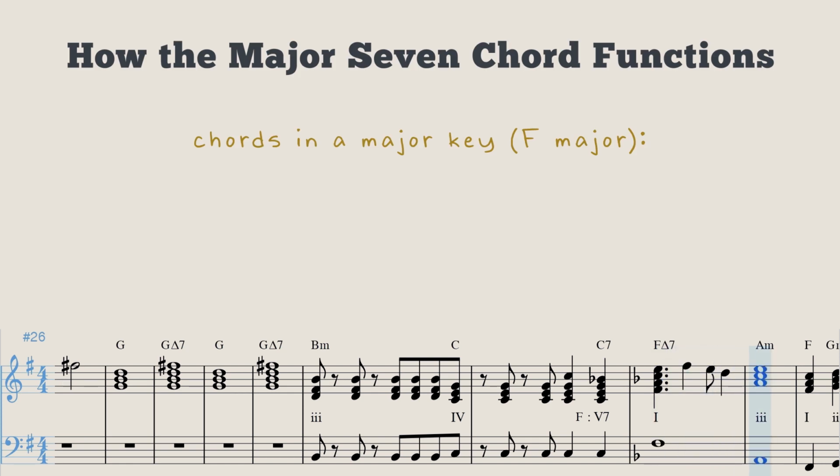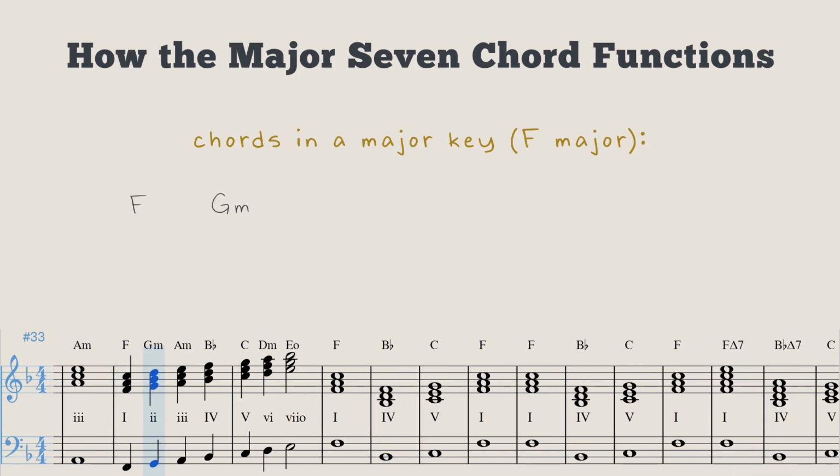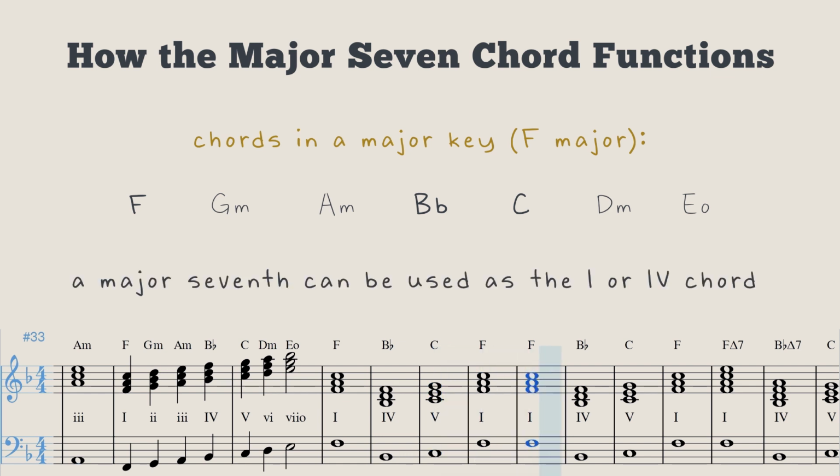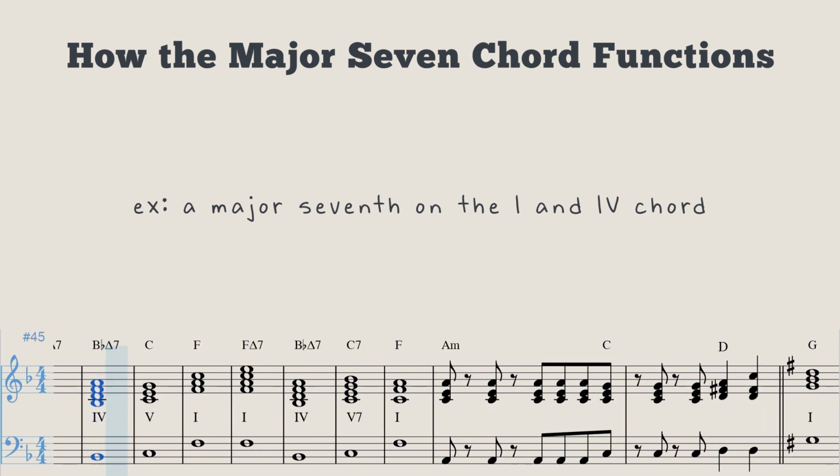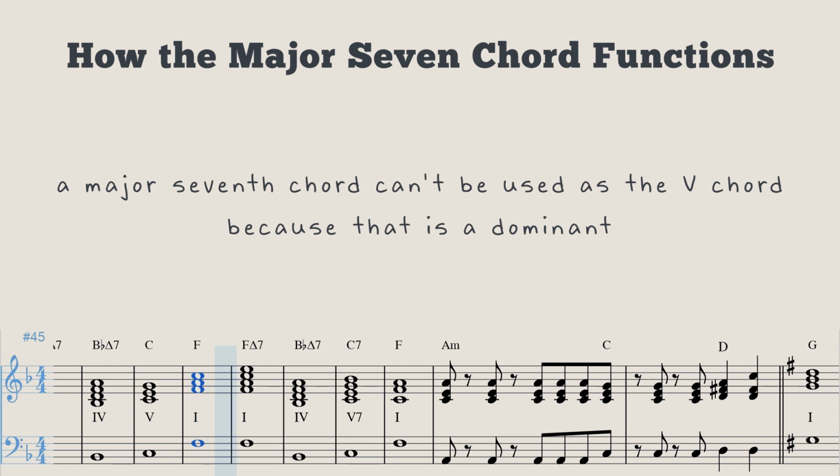Here are the chords in a major key. The 1 chord, the 4 chord, and the 5 chord are all major triads. A major 7th chord can be used in place of the 1 chord or the 4 chord in a progression. Functionally, a major 7th can't be used as the 5 chord because that's a dominant 7th chord.